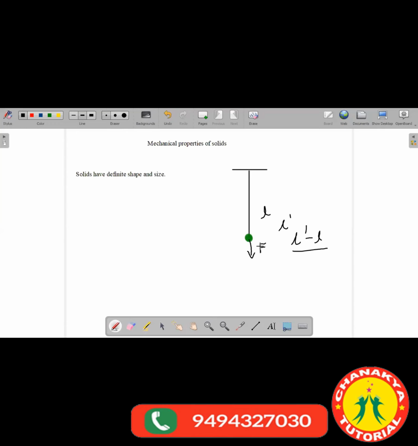If you remove the force from here, the extension that is produced will decrease. The solid will try to regain its original shape. Sometimes it may be able to regain its original shape, sometimes it may not. So how are the substances able to regain their original shapes? The reason being that the atoms are held together with the help of electromagnetic forces of attraction, or electrostatic forces of attraction, which are holding the atoms together.